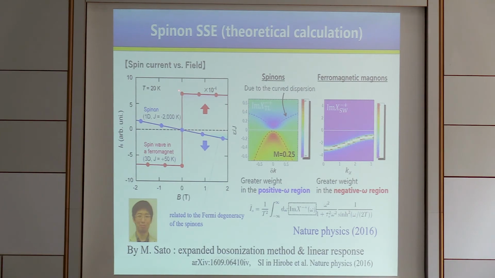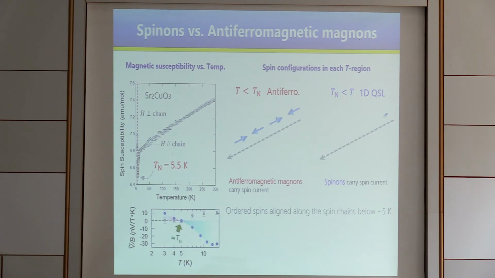This is a calculation for the spinon spin Seebeck effect based on the extended bosonization method and the linear response theory done by Saito-san. This is consistent with what we found. Okay, so in this material, the Néel temperature is about 5 Kelvin. Below this temperature, an ordered phase appears, and in this ordered phase, this negative voltage signal is not observed. So this is consistent with the prediction of the spinon spin Seebeck effect.